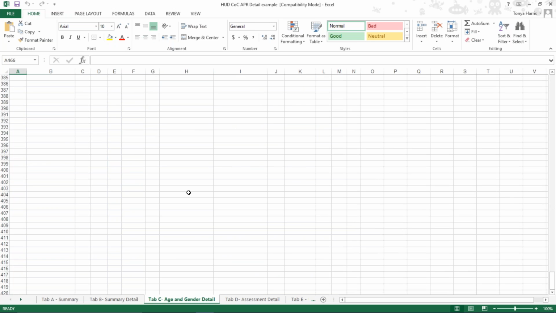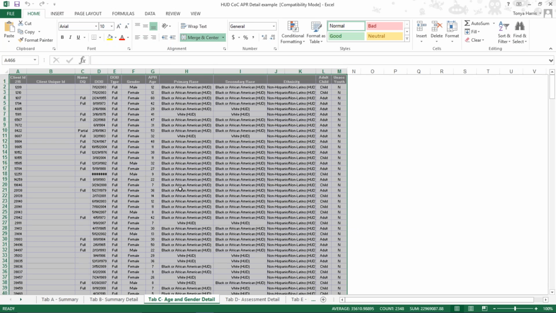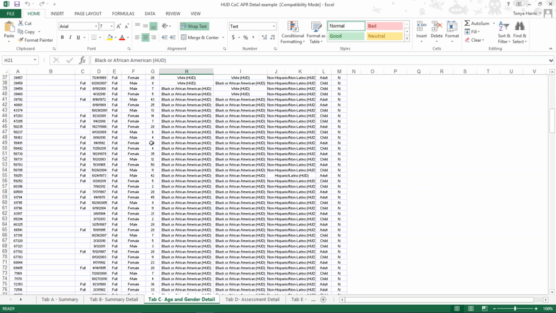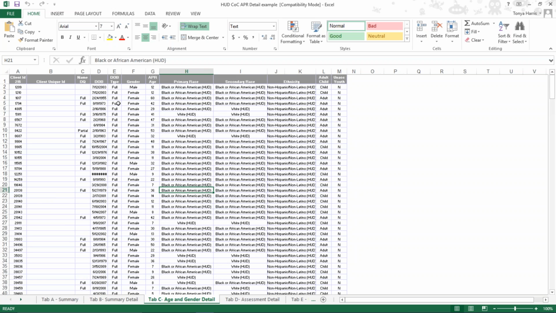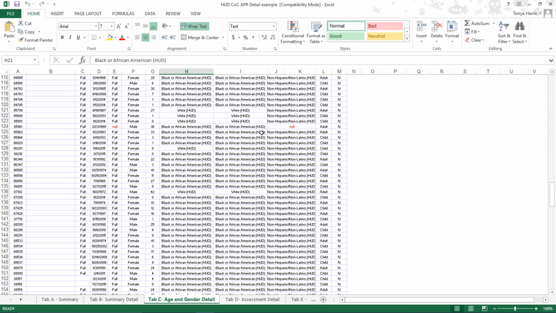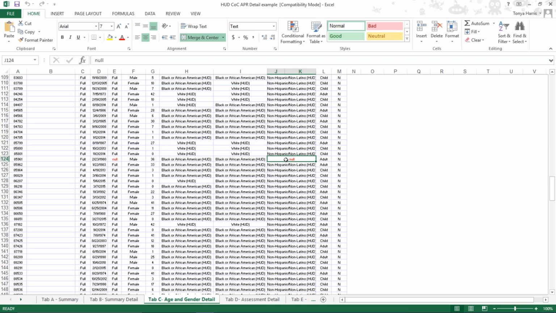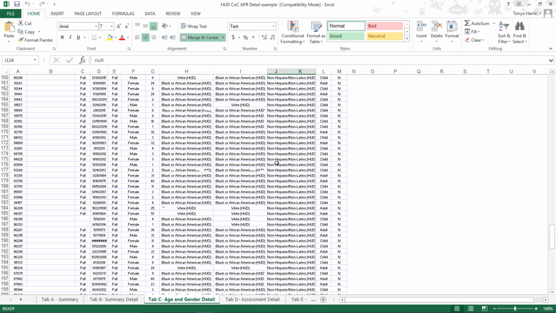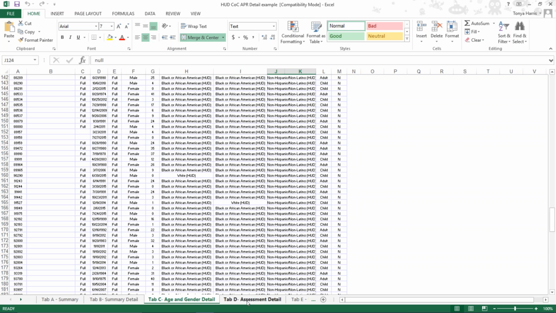And then we have our age detail tab. So you have your clients listed, you have their age, gender, this one has race and ethnicity. So again, we are looking for missing, so we have a red null there. And then I'm just kind of scrolling through, and that appears to be the only thing on this tab.